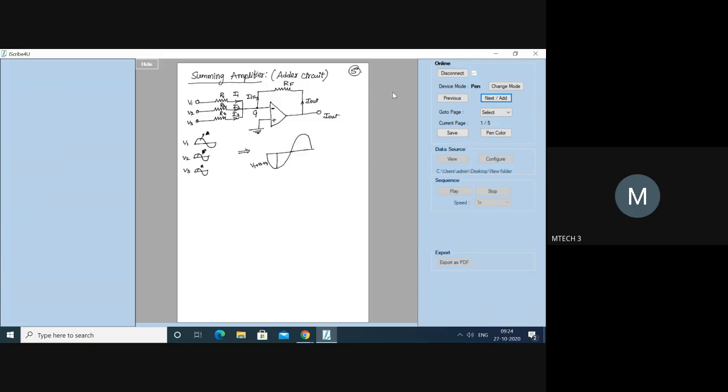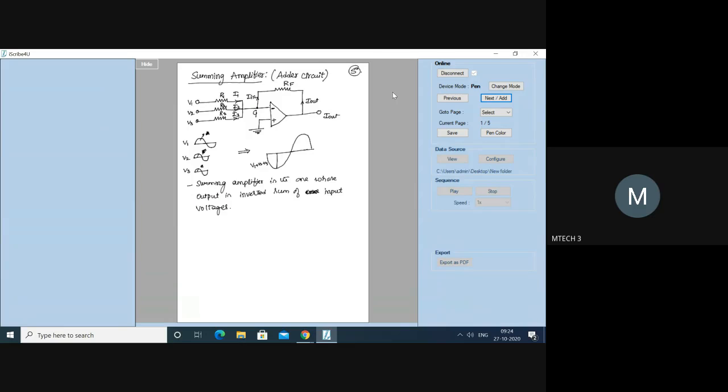Summing amplifier is the one whose output is the inverted sum of input voltages. Okay. Right. Next line you write.